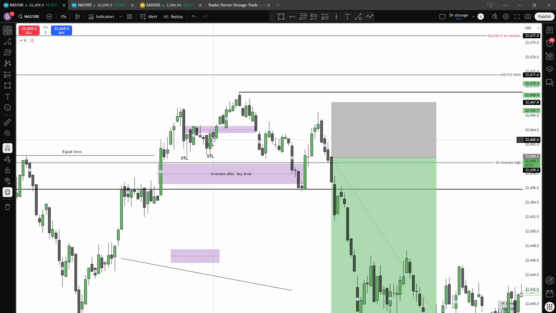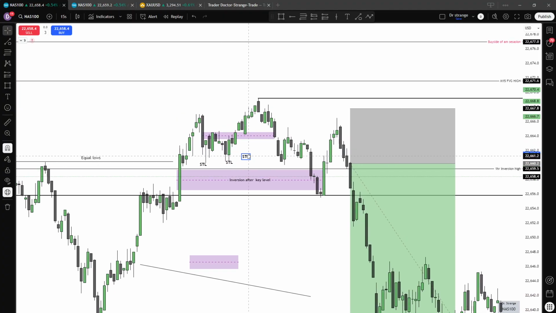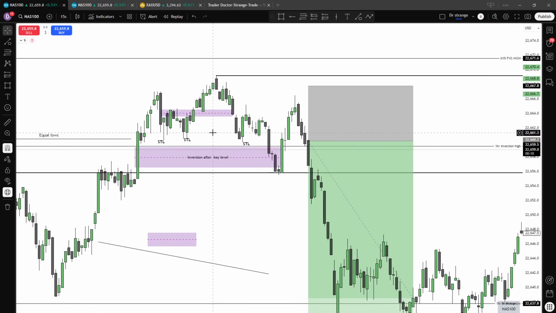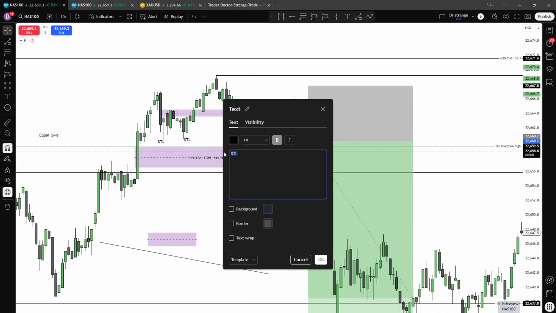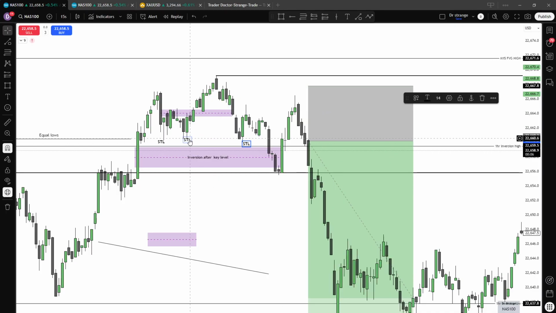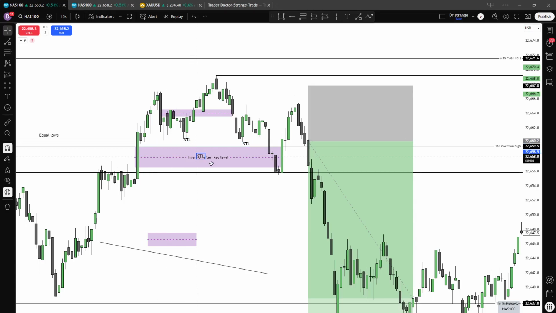So this short-term low has been broken. We create a short-term low. We count two short-term lows, okay? Now this is the first one. It's a short-term low. I'm bringing this one in as the second short-term low.